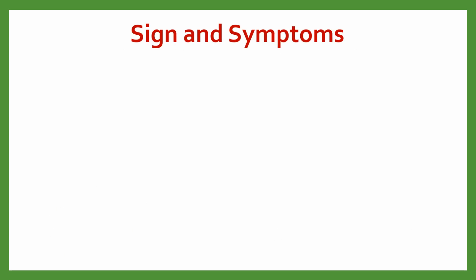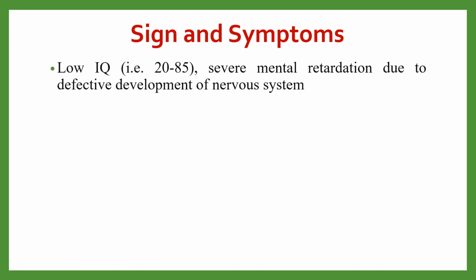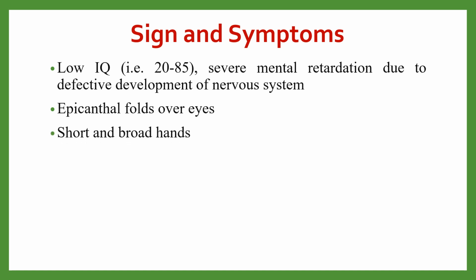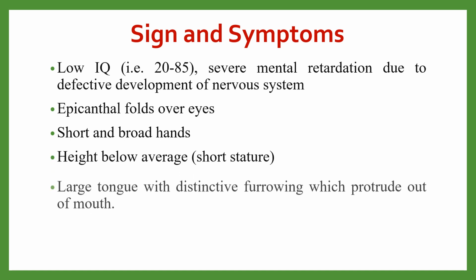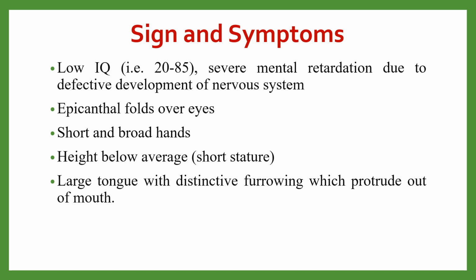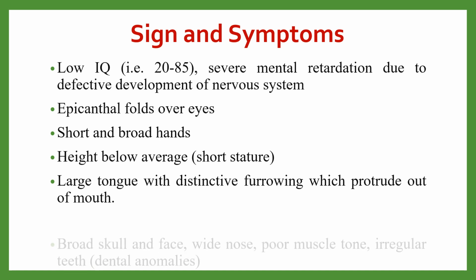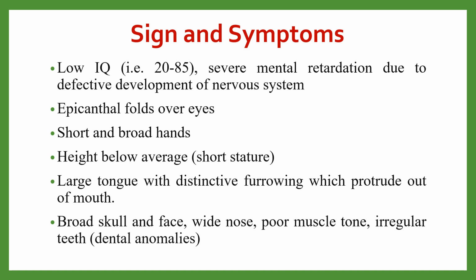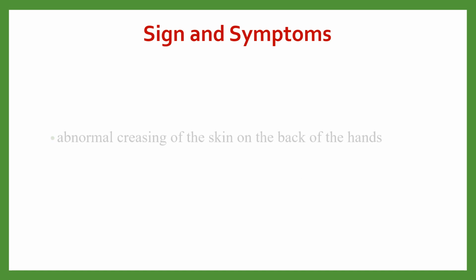Let's see some signs and symptoms of this disease. The patient who has Down syndrome has a low IQ and severe mental retardation due to defective development of the nervous system. They have an epicanthal fold over their eyes. Their hands are short and broad. Their height is below average. They have a large tongue with distinctive furrowing which protrudes out of the mouth. Broad skull and face with a wide nose, poor muscle tone and irregular teeth.